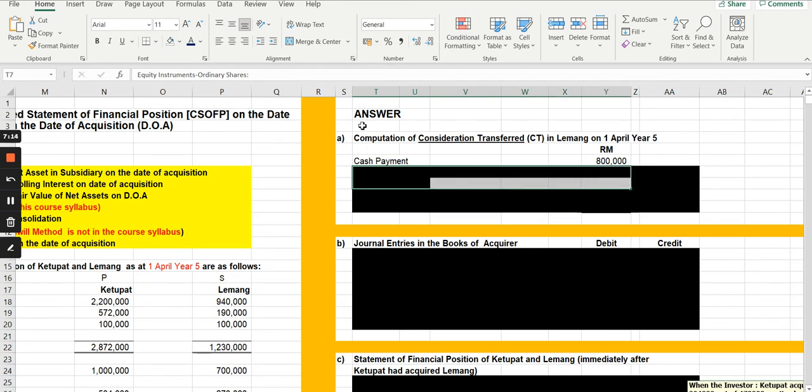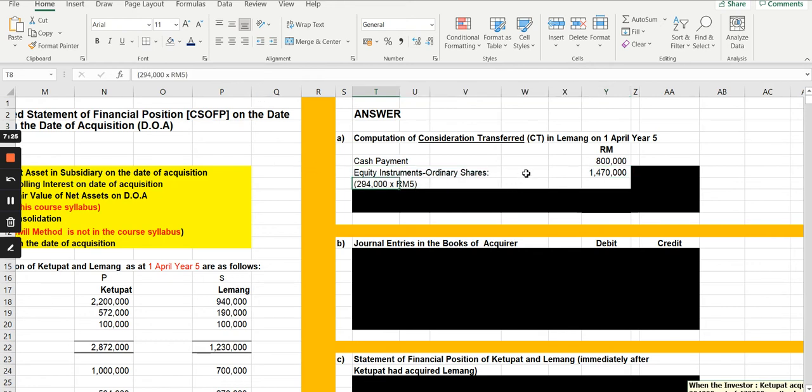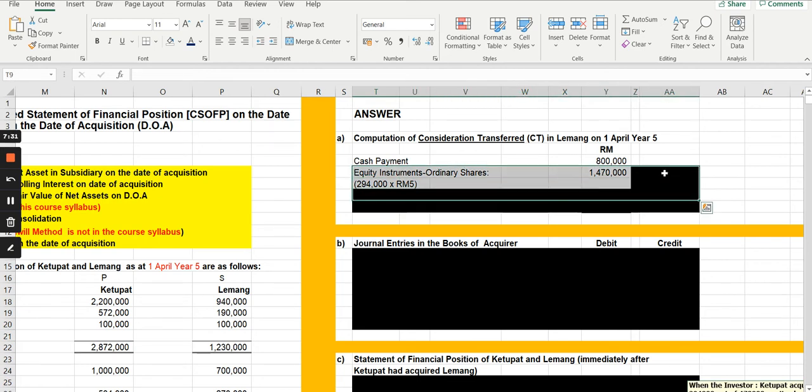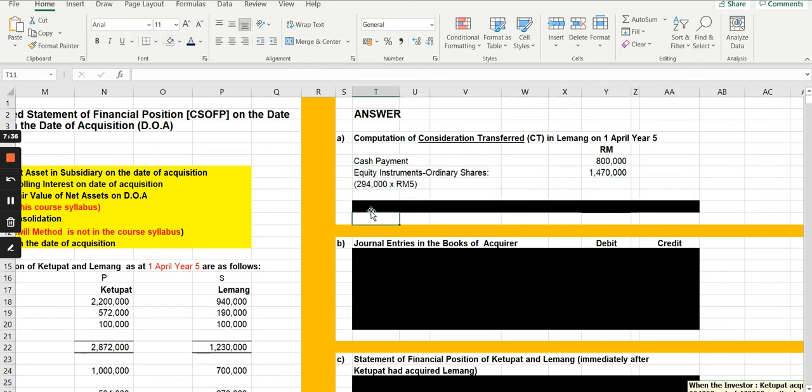The second one is the shares. You issue 294,000 shares times 5 ringgit. 5 ringgit is your fair value. So 1470. And with that, you got your total, which is going to be 2270. That was the consideration transferred.